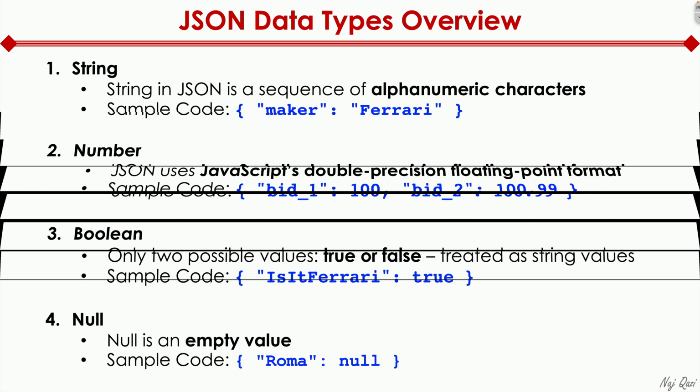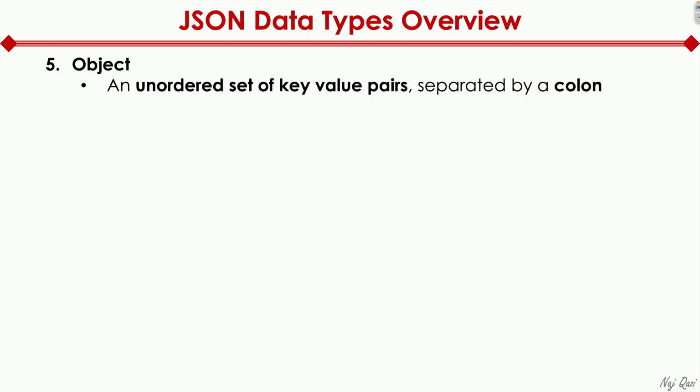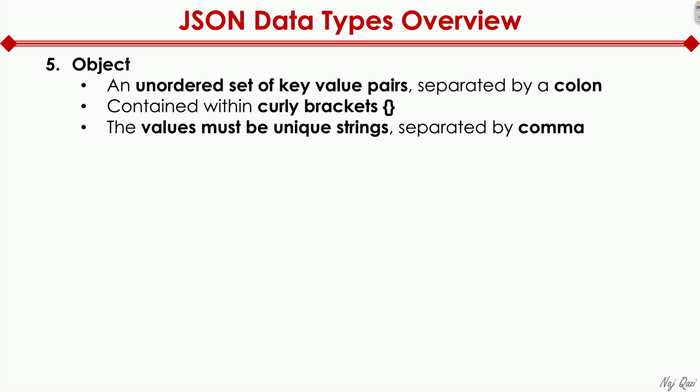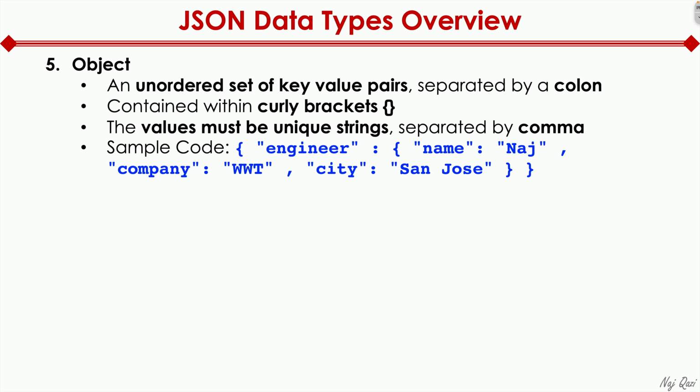Some additional data types. Now, object: it's an unordered set of key value pairs separated by a colon, like I explained earlier, contained within curly brackets. The keys must be unique strings separated by commas. So here's a sample code. An engineer, and that engineer has a name, Naj, a company that this engineer works for, WWT, and the city this engineer lives in is San Jose.